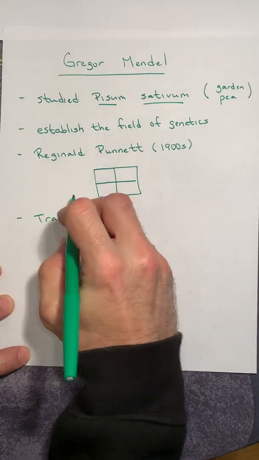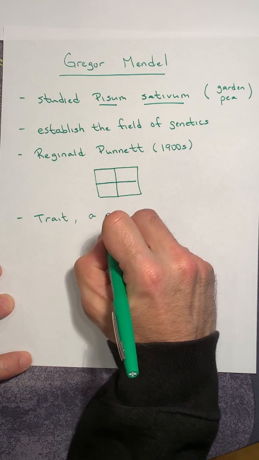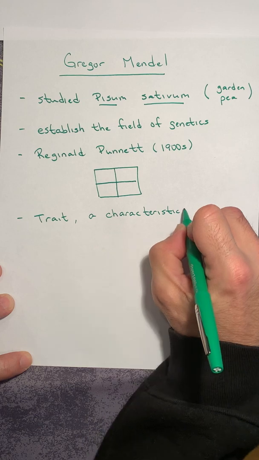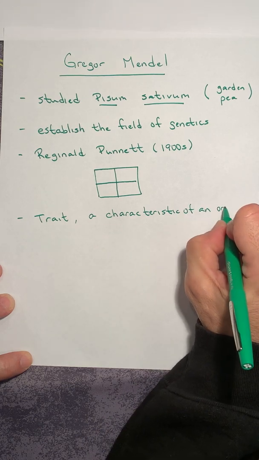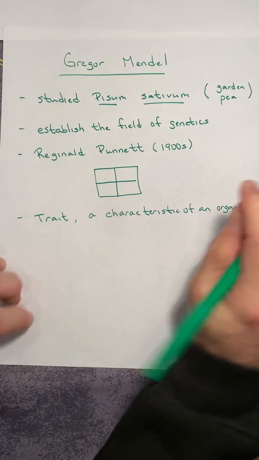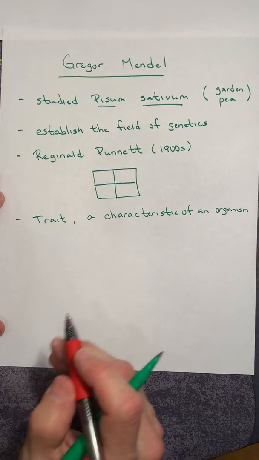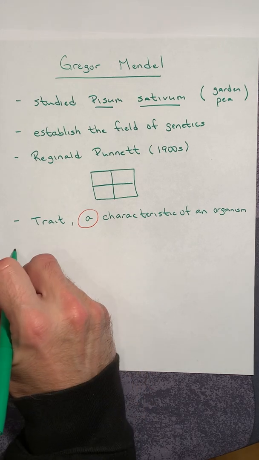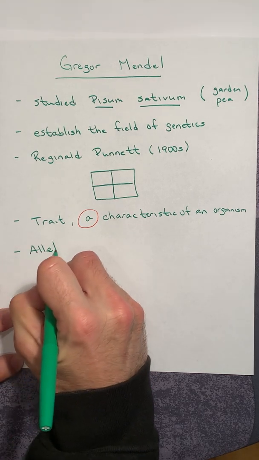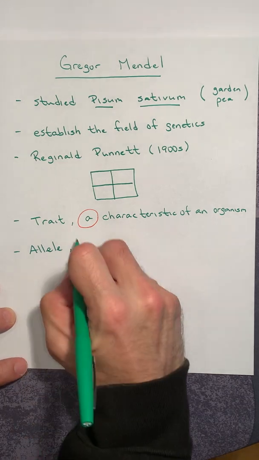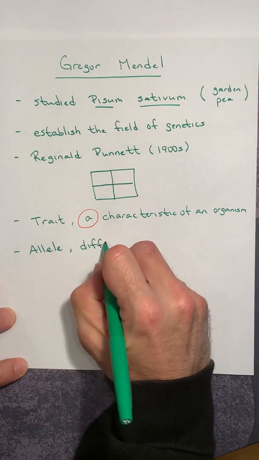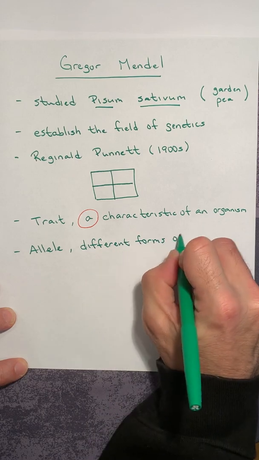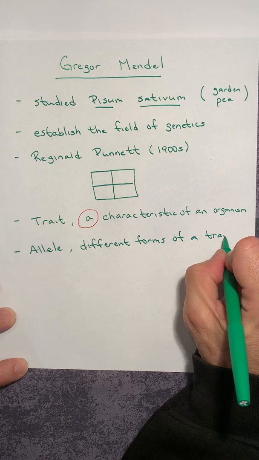So we need to get some vocabulary and be sure that you're comfortable. There's a trait. What is a trait? A trait is a characteristic of an organism. Notice how it's a single trait. And then you have something called an allele. It's a fun word. An allele is the different forms of a trait.